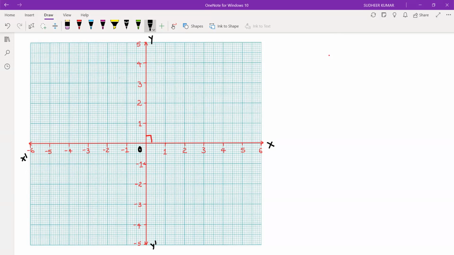These two lines intersect at a point O. It is known as the origin. And these two lines divide the plane into four regions. Each region is called a quadrant. Represent these in anti-clockwise direction: Q1, Q2, Q3, Q4.